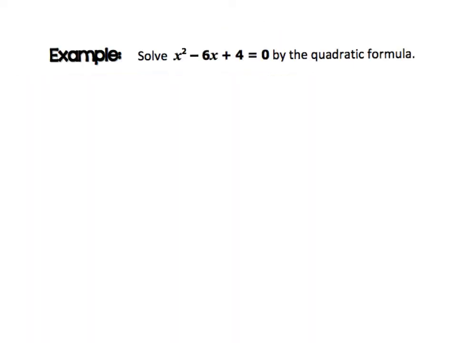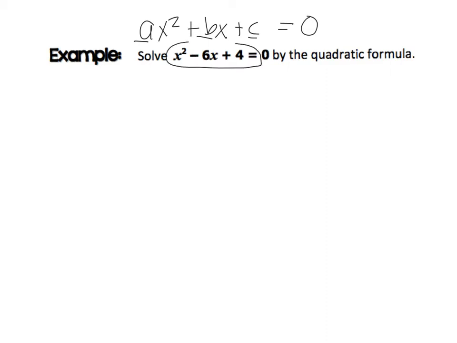Starting off right away with an example, we need to solve this trinomial using the quadratic formula. This quadratic equation is already in standard form. If you recall, standard form of a quadratic equation is ax squared plus bx plus c equals 0. In order to use the quadratic formula, you have to know what your a, b, and c are. So let's talk about that right now.